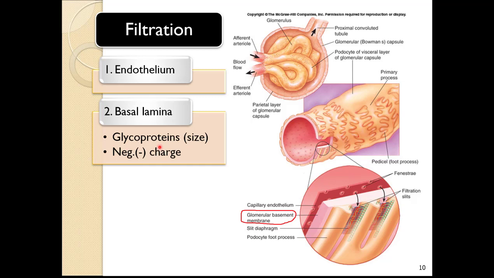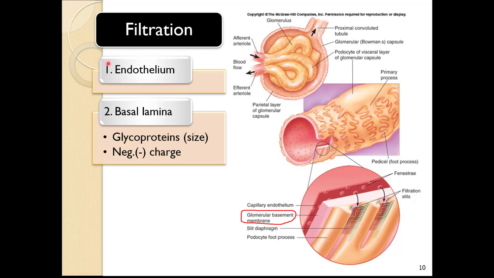So let me make this very clear. It is blocking by size and by charge. That's how this blocking occurs. So in other words, anything that's too big is going to be blocked, and anything that has a large negative charge is going to be blocked also. And proteins, especially large proteins, have a negative charge and they are large. So they're not going to be able to get through this basement membrane if it's working correctly.